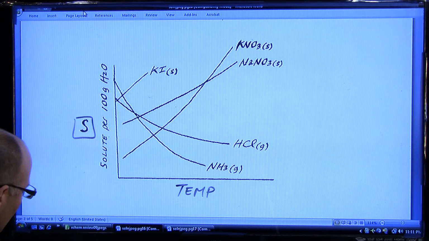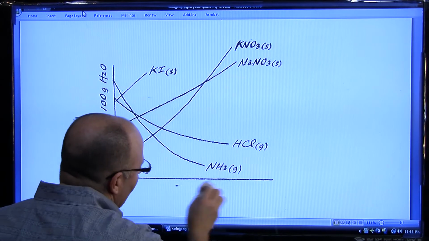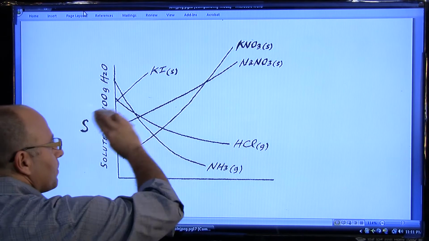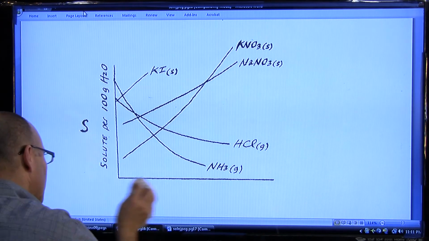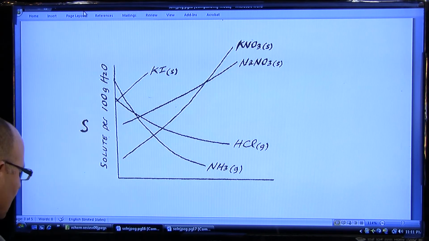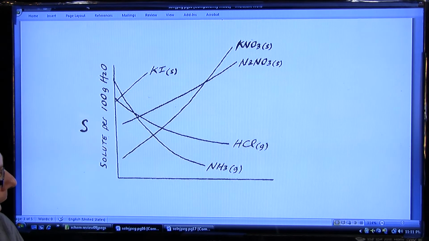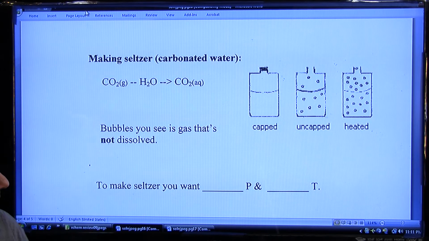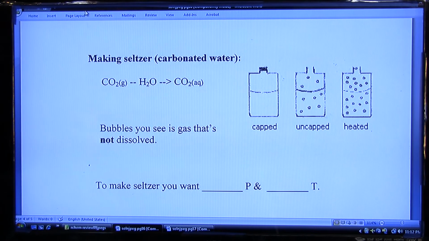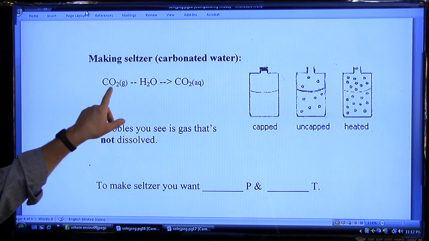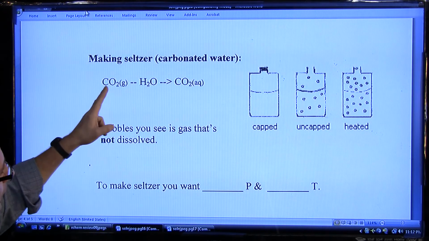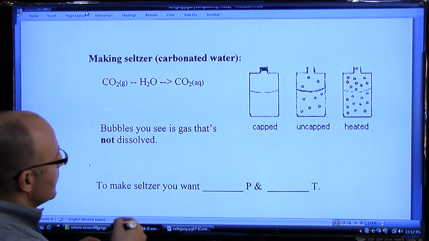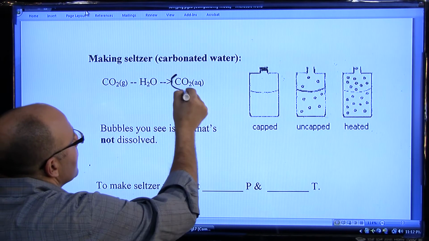Now, if you want to remember that a little bit better, you can apply these two factors to the solubility of gases in the case of seltzer. I have a diagram of that in your notes, so let's take a look at that. Take a bottle of seltzer, which is carbonated water, and carbonated water is carbon dioxide gas, which is now your solute being dissolved in water, giving you CO2 aqueous. All right, so seltzer is CO2 aqueous.